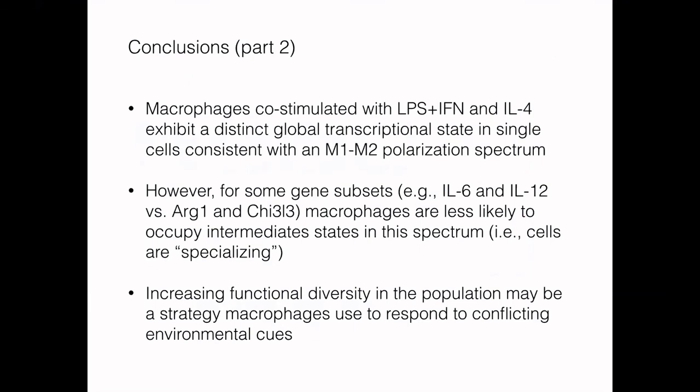So with that, I just want to end and say, the last point is the one I want to emphasize the most: we actually think that increasing functional diversity in the population might be a strategy macrophages use to respond to conflicting environmental cues. And again, this is not for every program. This is for some programs, for example, potentially the Th1 polarizing cytokine program. And so we think that this might also be a way to think more specifically about what we mean when we're talking about how cells are diverging on an M1 or an M2 axis. Maybe it's important to define exactly what we mean and which functions we are talking about.